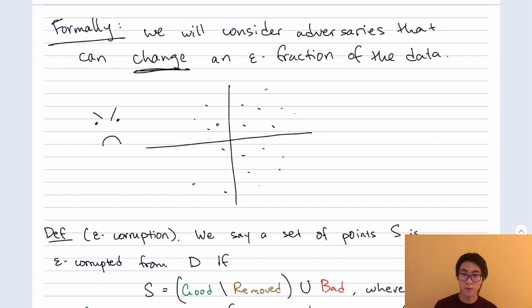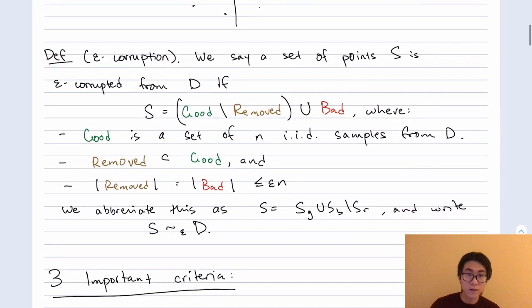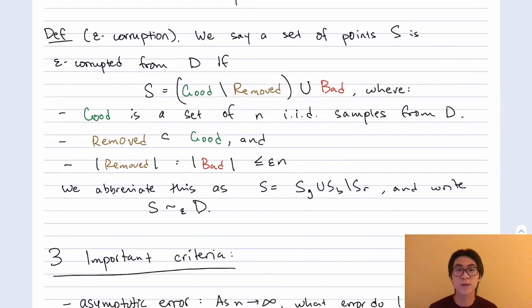Okay, so formally, we can think of this changing process as a two-step process, whereby the adversary first removes an epsilon fraction of the good points, then adds back in an epsilon fraction of any points that they want. So formally, definition: we say that a set of points S is epsilon corrupted from a distribution D if it can be written as the following.